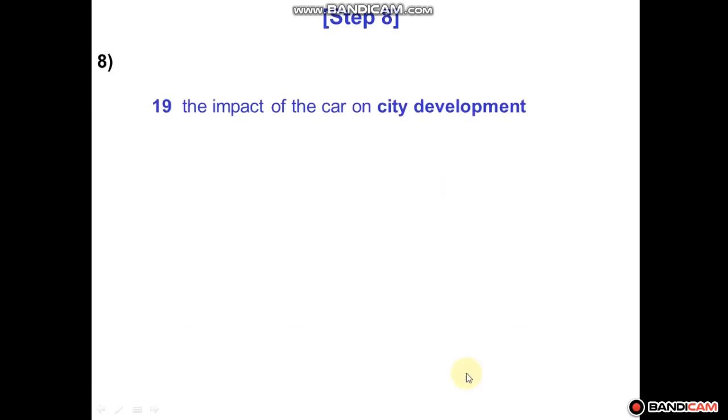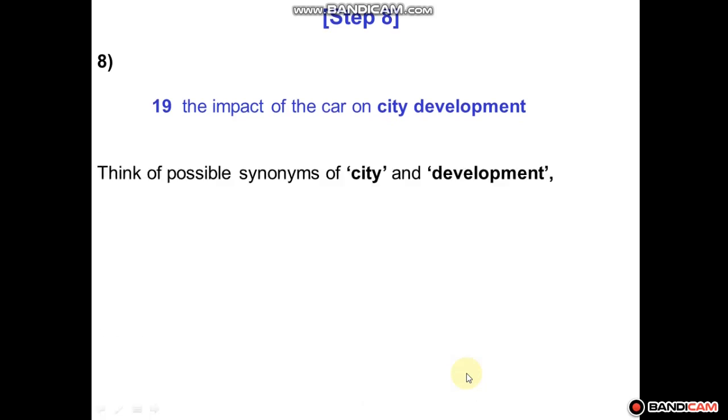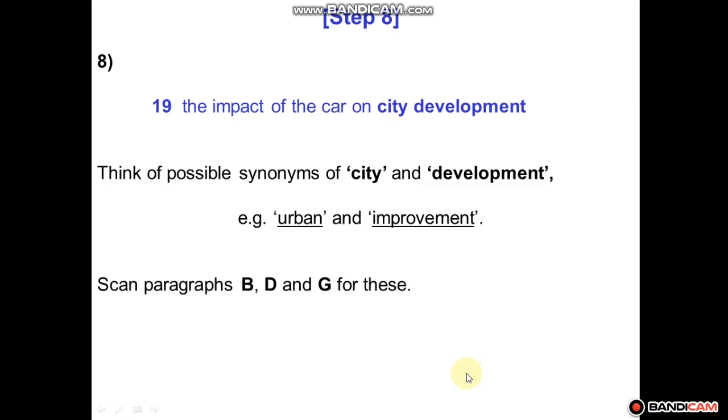I'm not getting into too much detail of the rest of the passages because then the video will get too prolonged. Now this is another one: the impact of car on city development. You have to match that one. Think of possible synonyms of city and development. It could be urban for city, and development can be in the form of improvement. Not necessarily, but you can find something closer to these.